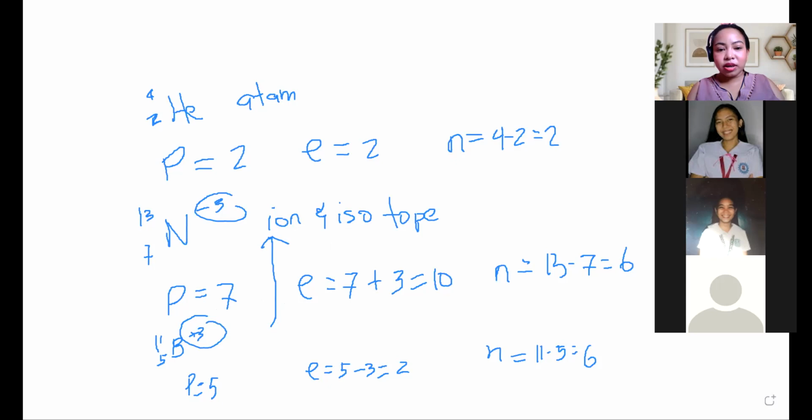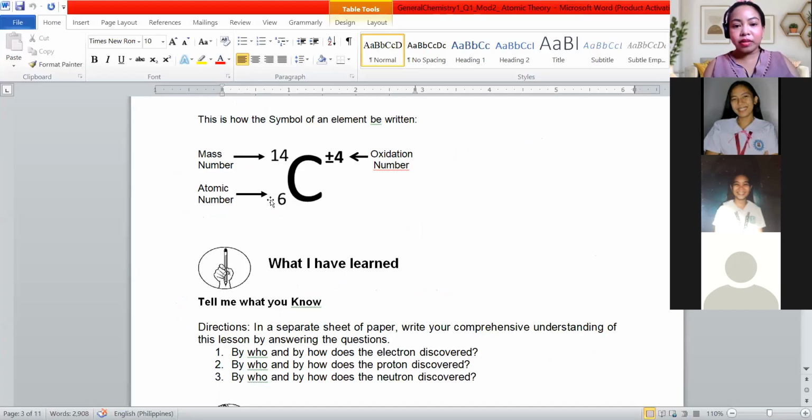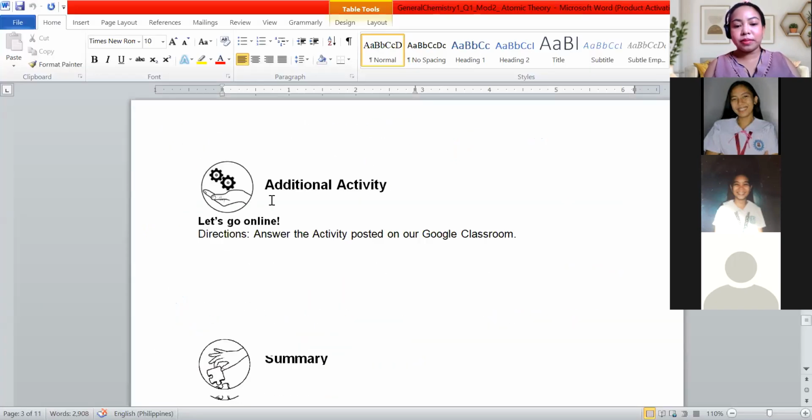Going back to our discussion, so that is how we determine the number of subatomic particles.